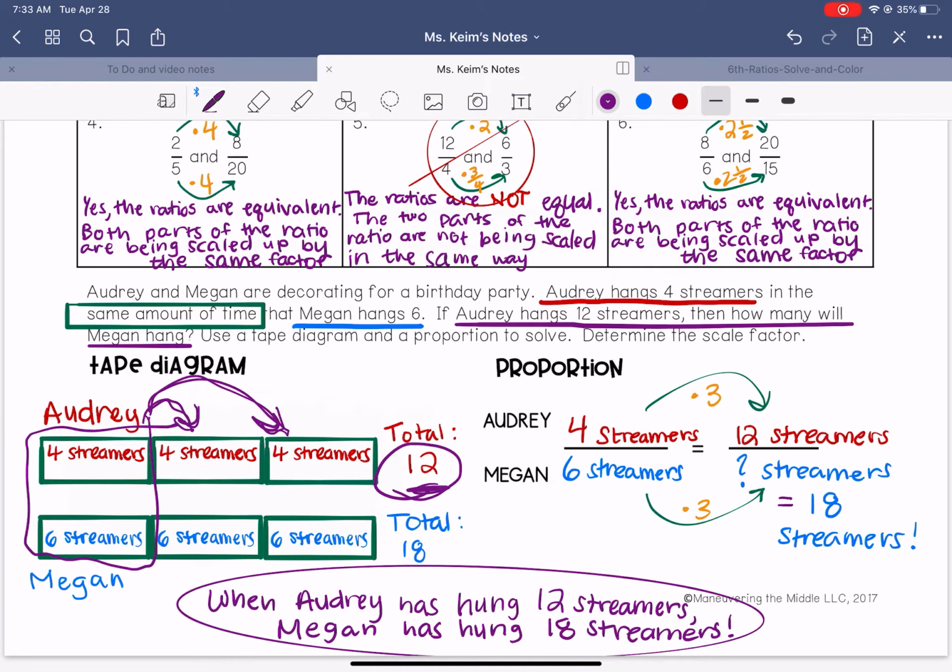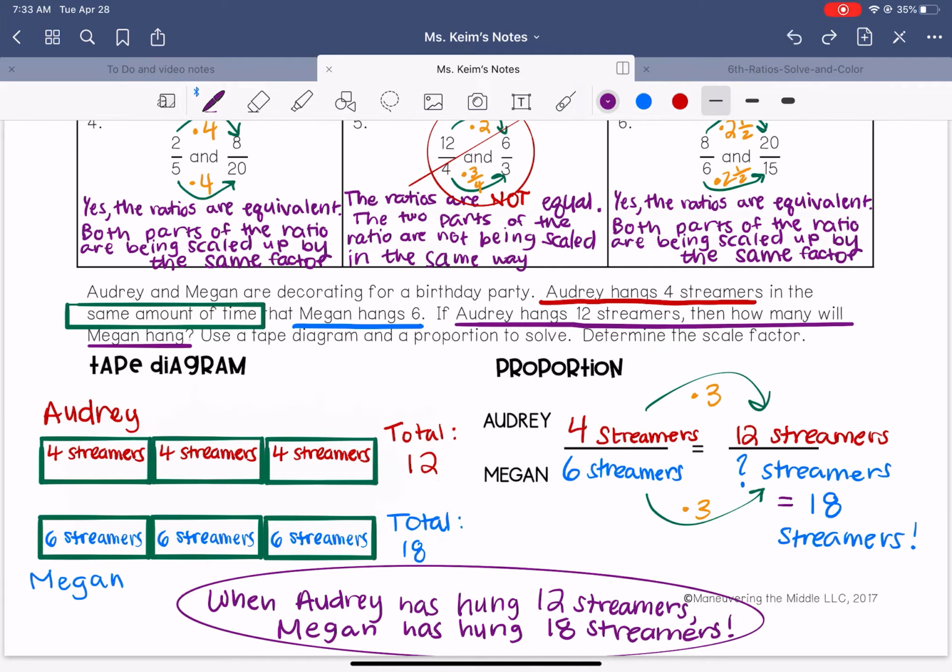And then since I needed 3 groups of Audrey's to get to 12, I needed to also have 3 groups of Megan's. And so what that shows us is that if Audrey hangs 12 streamers, Megan will hang 18 in the same amount of time. Because it took 3 groups of our original ratio to get Audrey to 12, so we needed 3 groups of Megan's part of the ratio, I should say. And you can see I've written that down here. When Audrey has hung 12 streamers, Megan has hung 18.